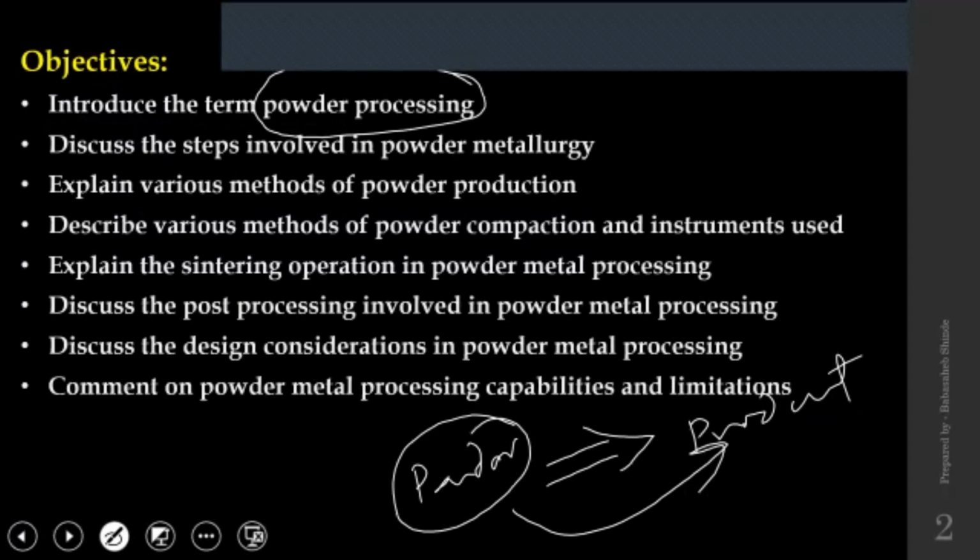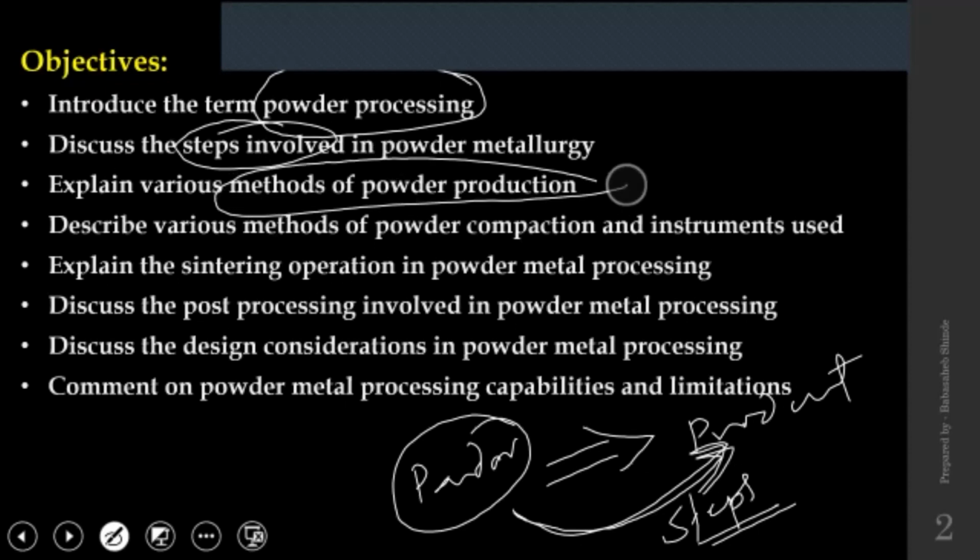Then when you convert this raw powder into a product, what steps are we going to follow? Those steps we are going to discuss. So that will be the second objective, discuss the steps involved in powder metallurgy. Third one, explain various methods of powder production.